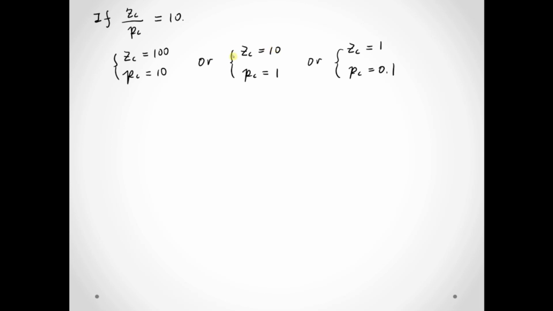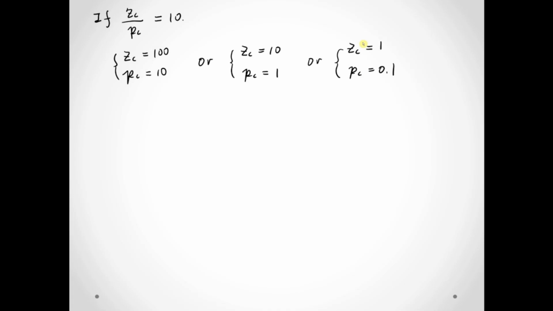If you compare the second combination with the first combination, we definitely consider that Zc and Pc are getting closer to each other as opposed to the first combination. For the third combination, we have Zc equals 1 and Pc equals 0.1. The ratio is satisfied, and we're definitely seeing Zc and Pc are getting closer.